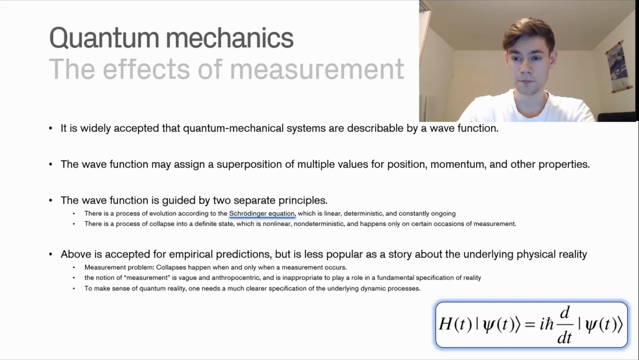Okay, and the above, so the things that we discussed here about the Schrodinger equation and then the collapse are accepted for empirical predictions. They predict things in a very good manner, and there's not a lot of dispute about whether or not you actually get the right thing out when you compute according to this. But they're less popular when it comes to the underlying physical reality and what actually happens to describe this process. And so you have a number of problems.